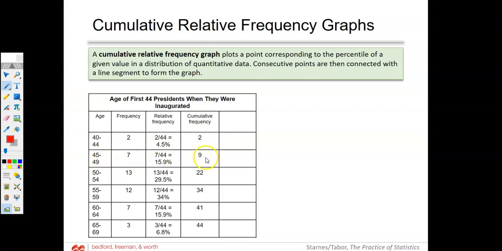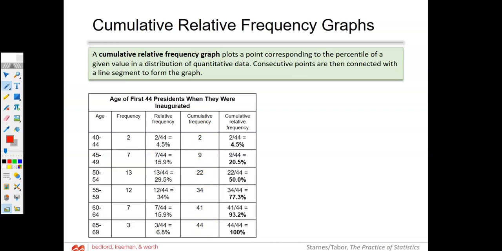So this cumulative is really adding up both of those. You see it's 2 plus 7, so 9 really is between 40 and 49. And then 22 is between 40 and 54. So that huge range, all three categories added together there. So the 2 plus the 7 plus the 13 is 22. Where'd this 34 come from? That came from the 2 plus the 7 plus the 13 plus the 12. You get 34 and so forth. So you've got to cumulatively add those and then get the cumulative relative frequency.